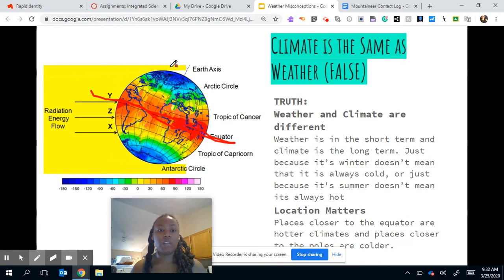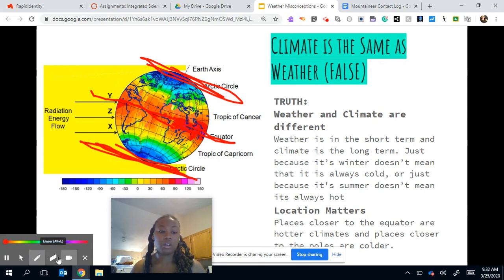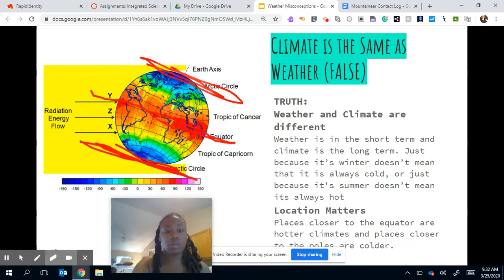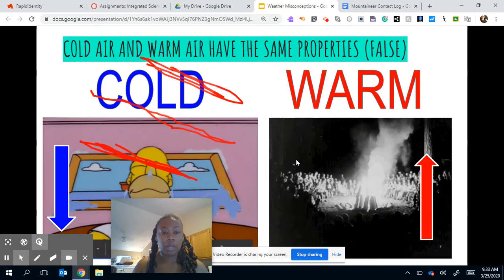So anytime we have any type of land or sea air mass that's closer to the poles, it's going to be polar. Location matters. Equator is hot and our poles are cold. So please keep that in mind as we continue on with our studies. So let's go ahead and look at our next page.